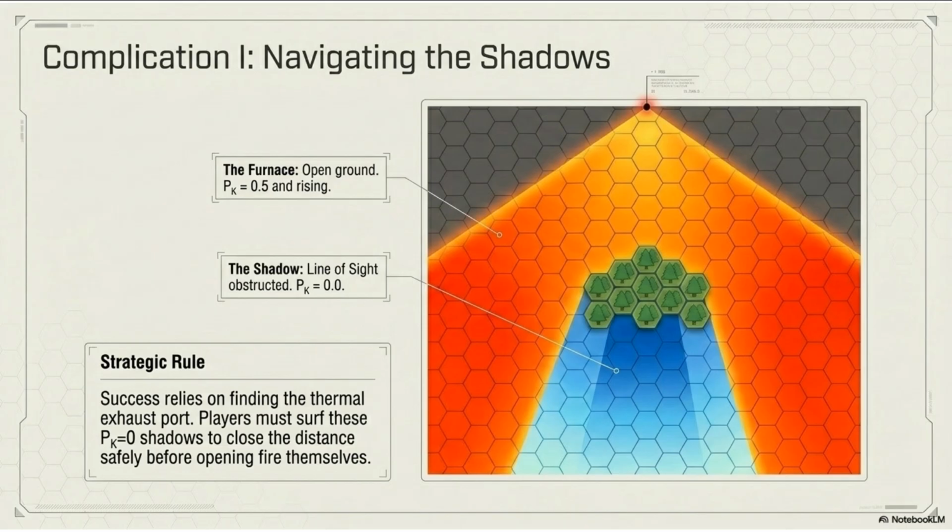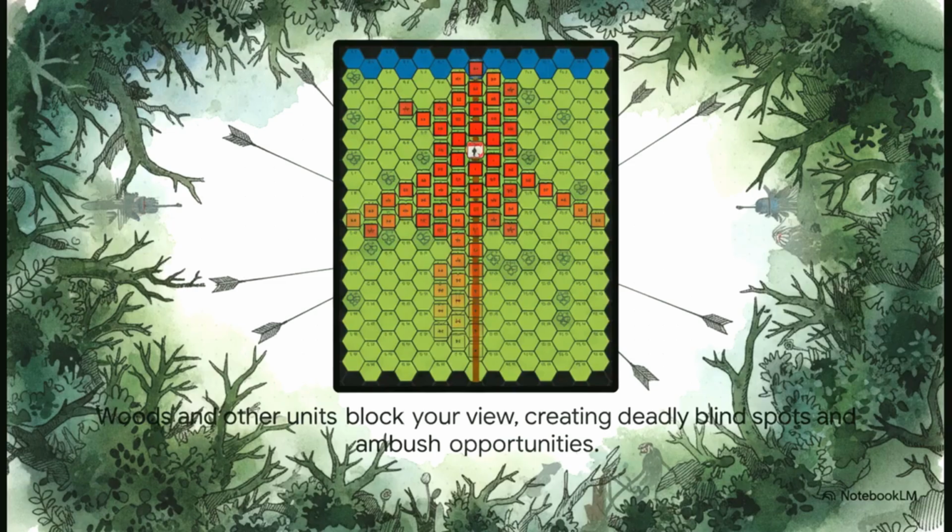Yes, and it's such a great term for a math paper. A shadow is an area where your line of sight is blocked, maybe by a forest or a hill. In that shadow, the PK value drops instantly to 0. It's a cool spot in the middle of a furnace. So the whole game isn't about moving counters from A to B. It's about navigating these invisible gradients. You're trying to surf the cool zones and avoid the spikes. That's the theory.